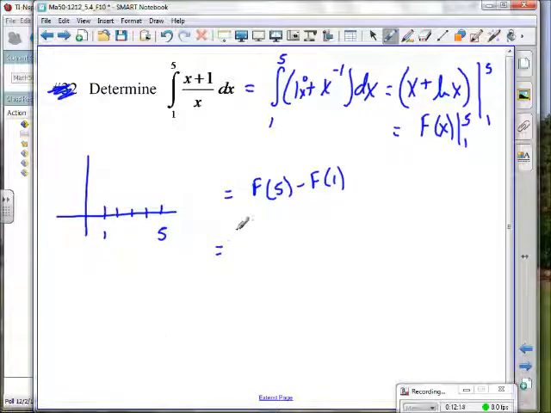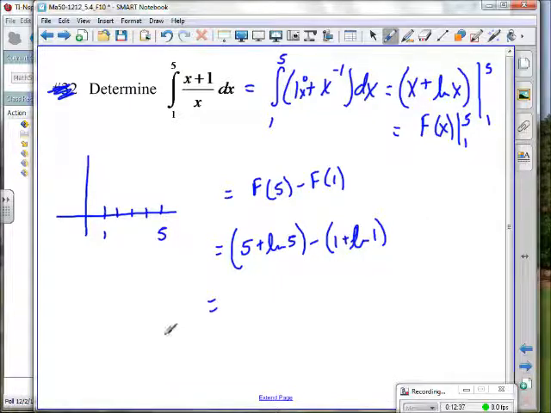And let's see, that's going to be 5 plus the natural log of 5 minus 1 plus the natural log of 1. What happened to the c that we always put in the antiderivative? It always cancels out because you're subtracting here. So our answer appears to be 4 plus the natural log of 5 minus the natural log of 1.